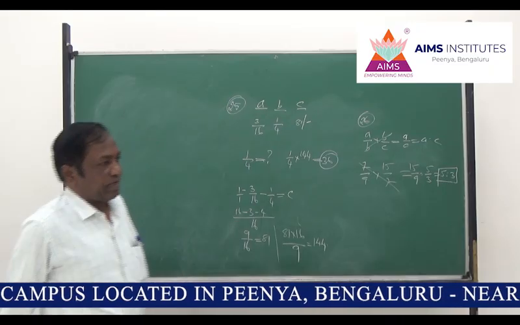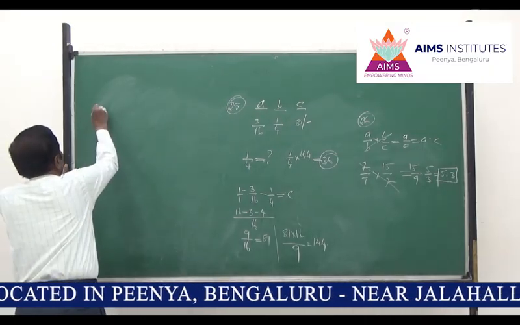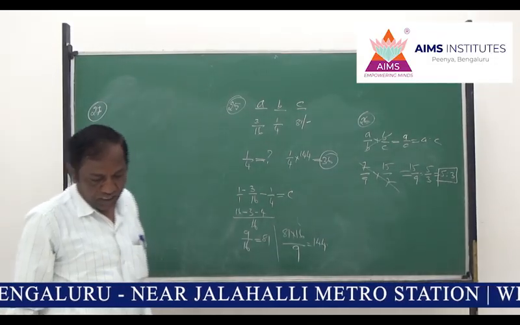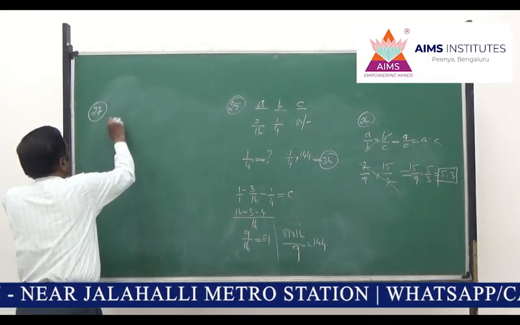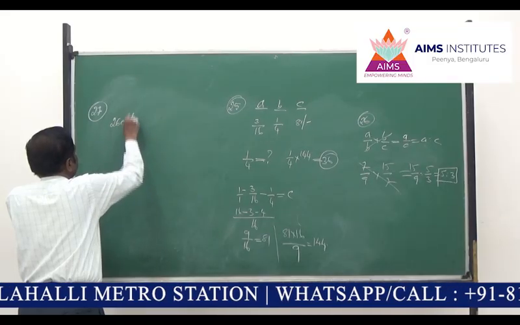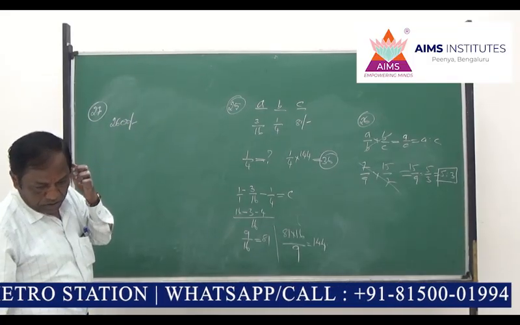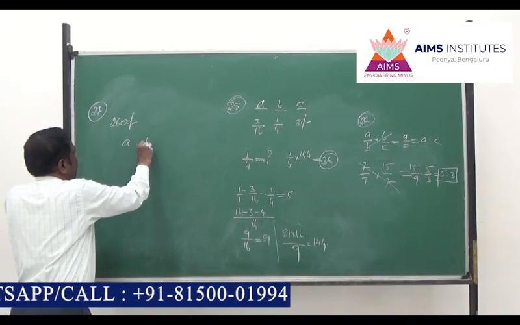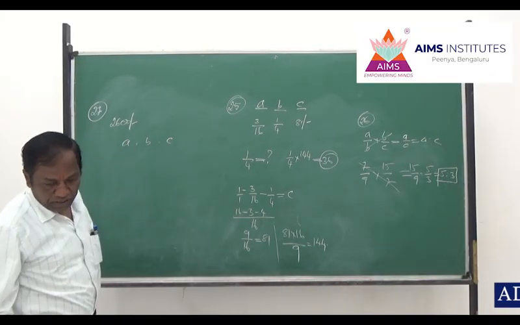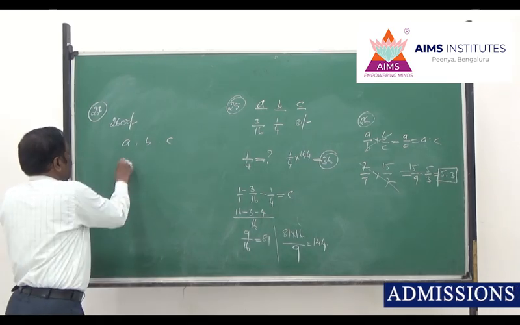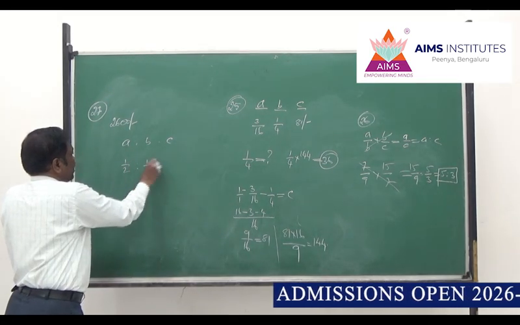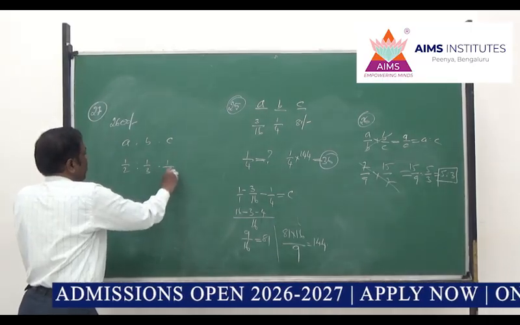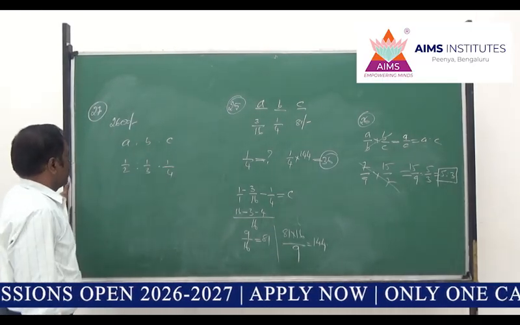Question number 27. Rupees 2,600 is to be divided among 3 persons A, B, C in the ratio 1 by 2, 1 by 3, 1 by 4.